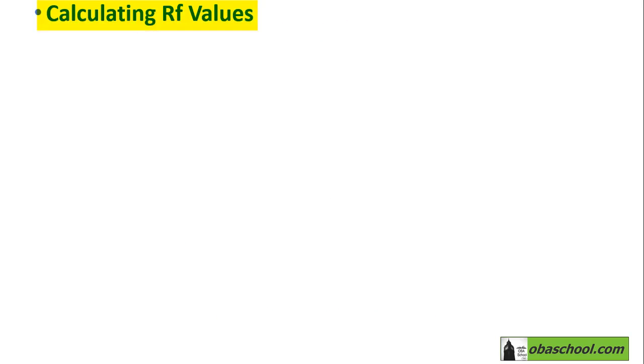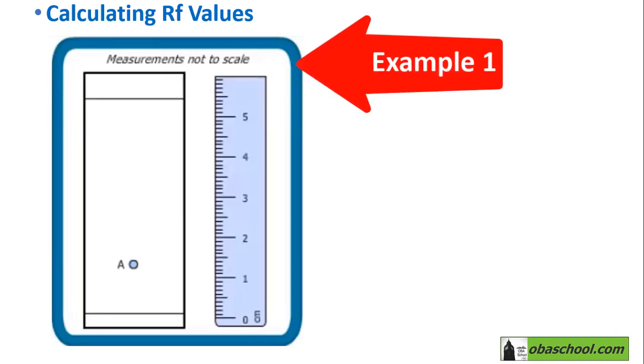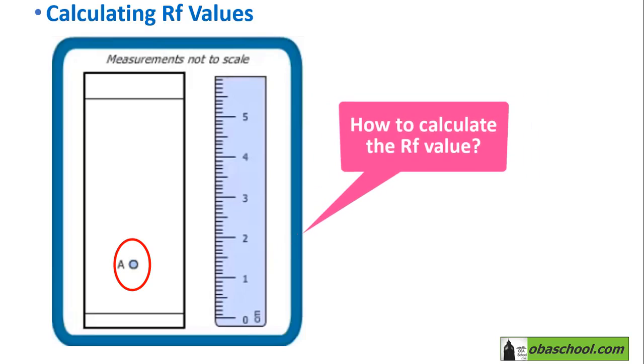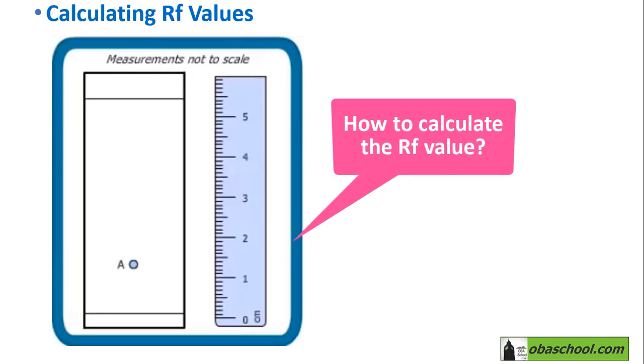Calculating RF values. Let's now calculate together the RF values of some of the spots that we received on the TLC papers. Here is an example of a point that we got on a thin layer chromatography paper, and we're gonna learn now together how we can calculate the RF value of this spot here. So I have the point A.